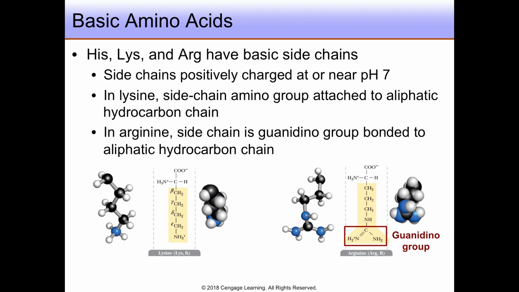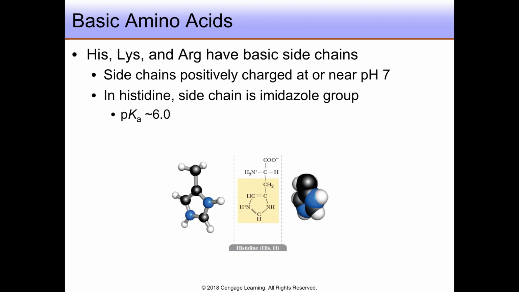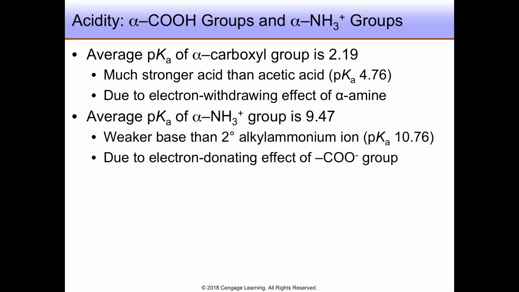at physiological pH. The side chain of histidine is an imidazole ring that can be protonated. Its pKa value is actually slightly less than neutral, yet it can be protonated close to a pH of 7 and is therefore considered a basic amino acid.